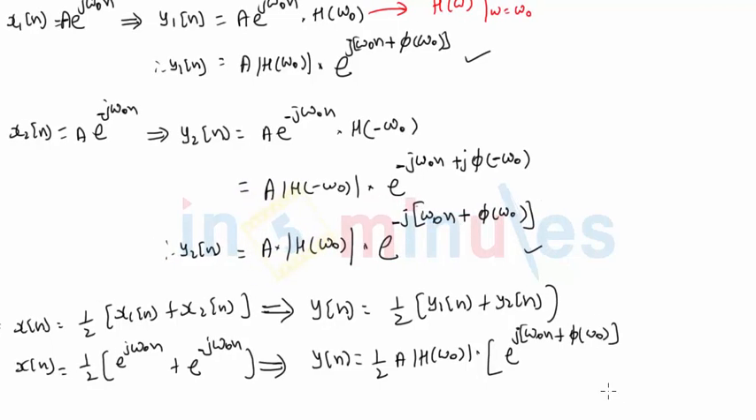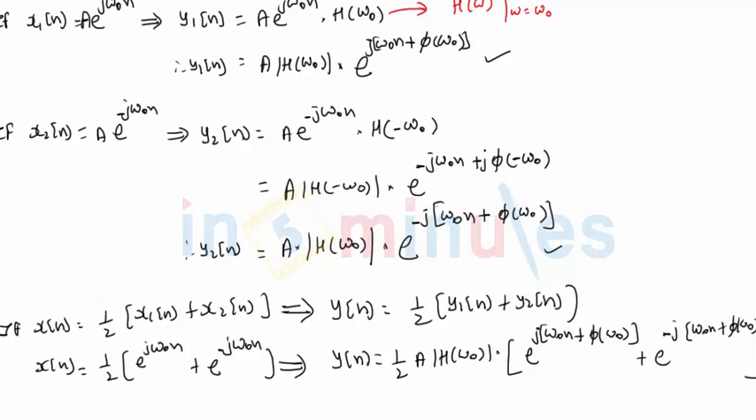So what I'm going to get here, this is my first term, plus e raised to minus j (omega naught n plus phi of omega naught). So this is what we get. So that's my overall y of n.